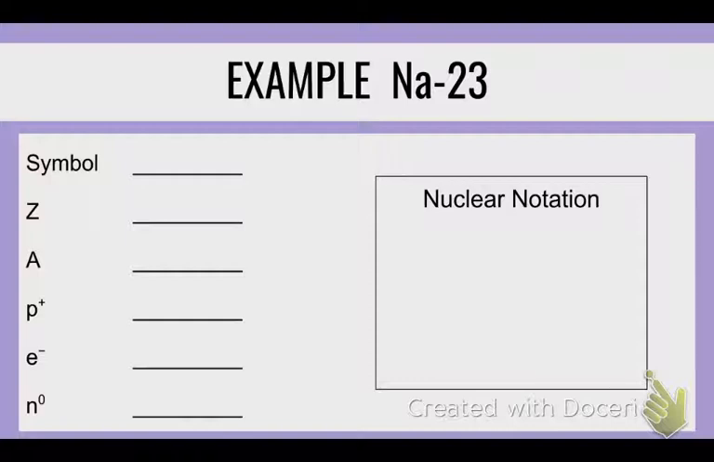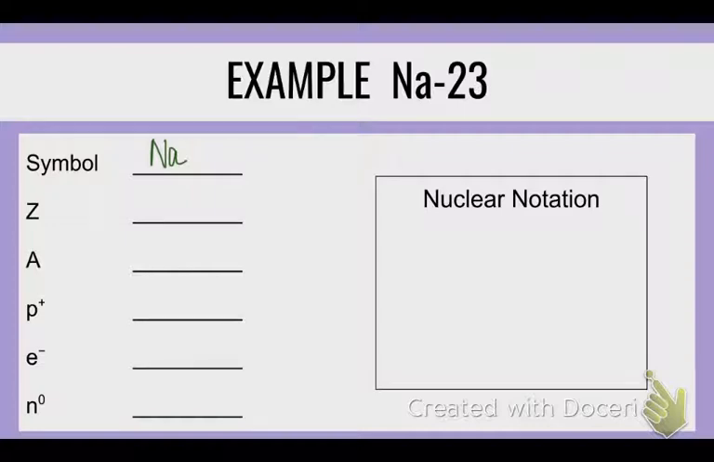So let's take a look at an example using sodium-23. The 23 is telling us the mass number of sodium, so it's its particular isotope. And so if I were to write what the symbol is for sodium, I could use this isotope notation, or I could look on the periodic table and look up what sodium is. And the symbol for sodium is Na.